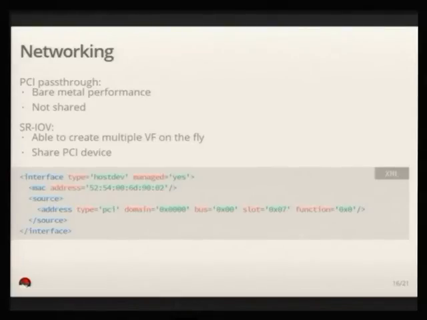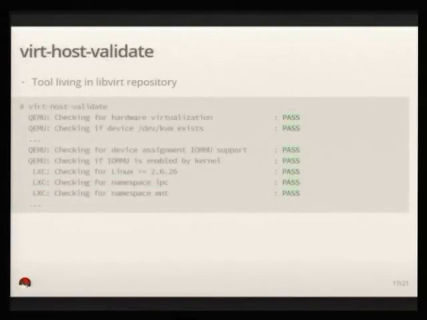Anyway, there are a couple of things that your host should have when trying to do all of this. So is there some tool that you can use to check whether you have everything you need enabled? Yes, there is, and it's virt-host-validate. It's a really small binary that lives in our repository, and it will do all the checks that are needed, not only for QEMU, but for containers as well. It will print some really nice output, and if you failed to set something, it will at least give you a hint where you should be aiming when trying to enable it.